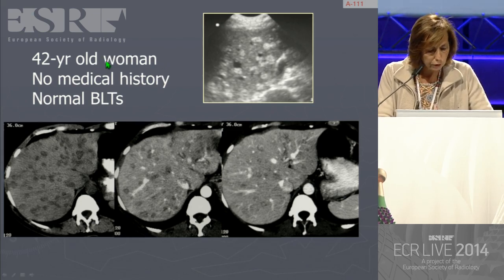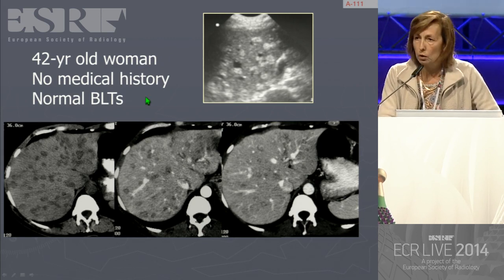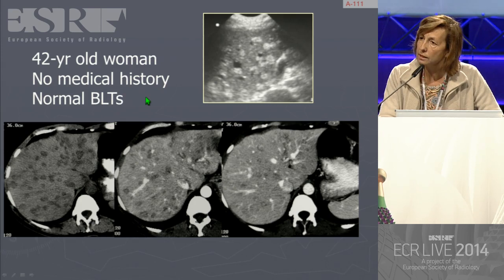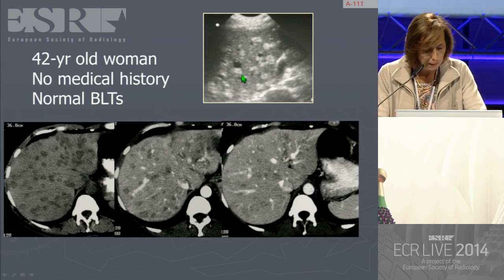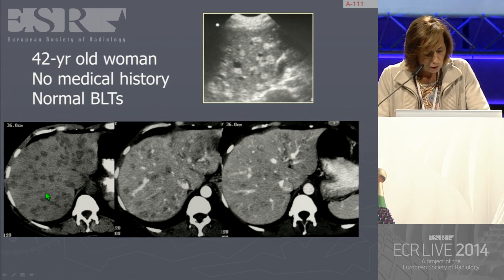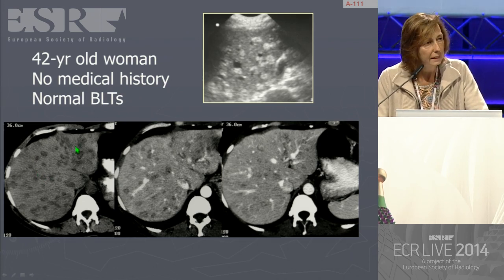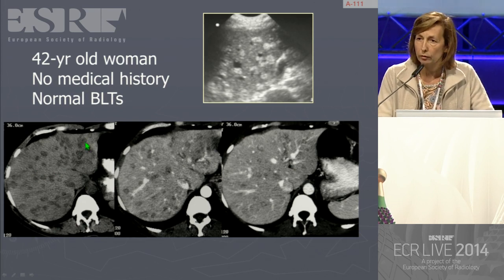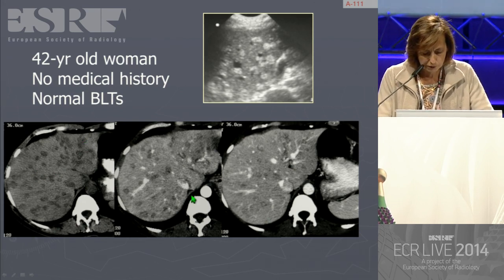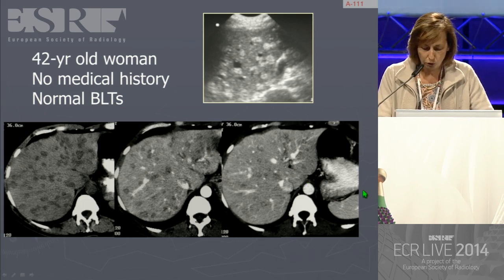This is a 42-year-old woman who was asymptomatic, and in whom we fortuitously discovered multiple tiny hyperechoic lesions on ultrasound. She has had a CT scan which demonstrated multiple tiny hypoattenuating lesions here, scattered diffusely in the liver with no particular enhancement on contrast-enhanced sequences.